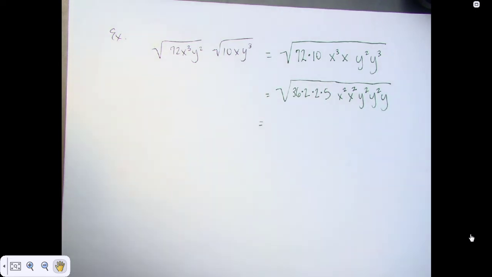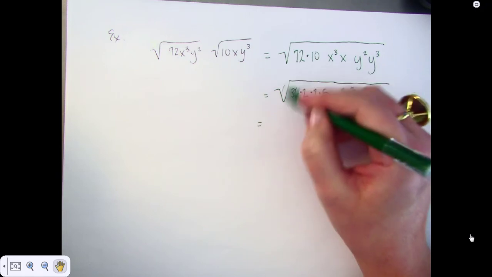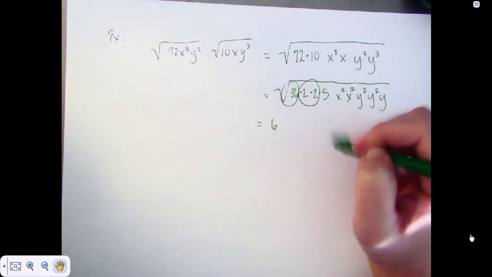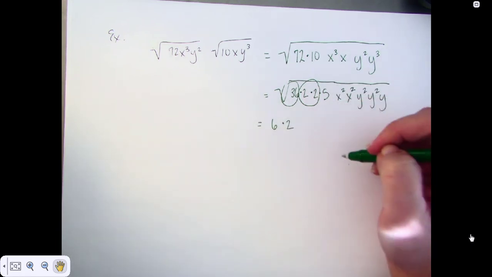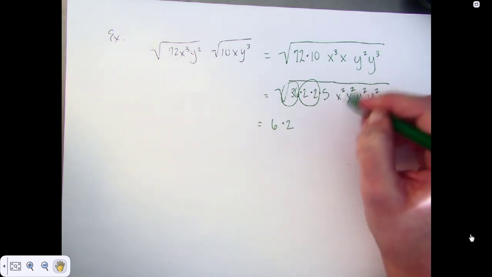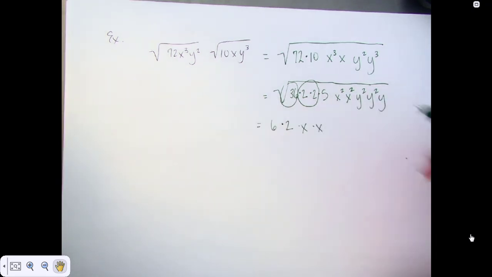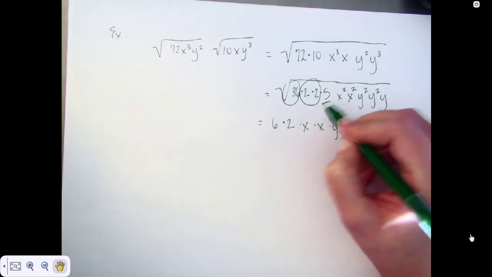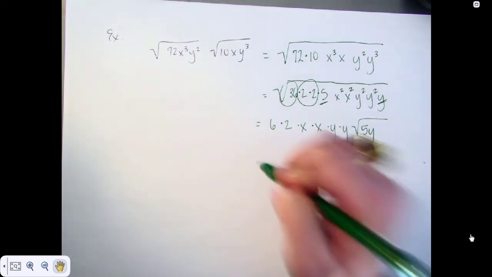Now the reason why I've done all of that is so that I can find things that I can take square roots of. I can take the square root of 36, it's 6. I can take the square root of 2 squared, it's 2. 5 I can't take the square root of. Now the square root of x squared is x. The square root of x squared is x. Same thing with y squared and another y squared. Now the things that I can't take the square root of are this one and this one. So they go back underneath the radical.